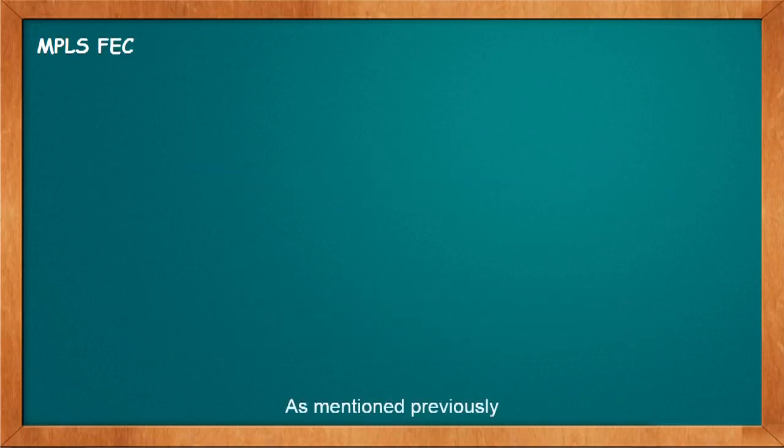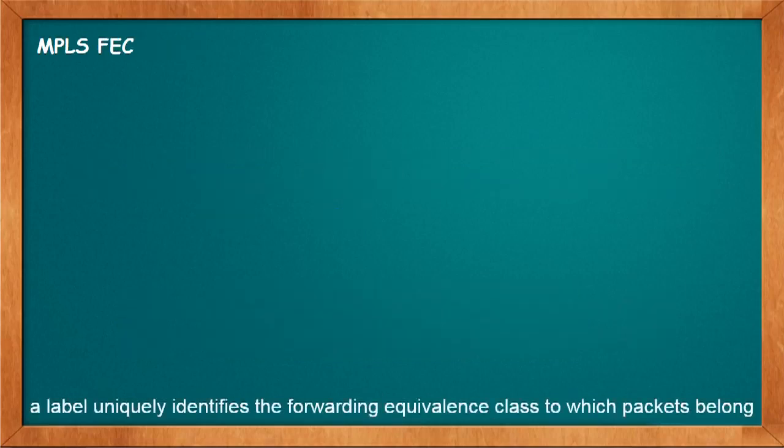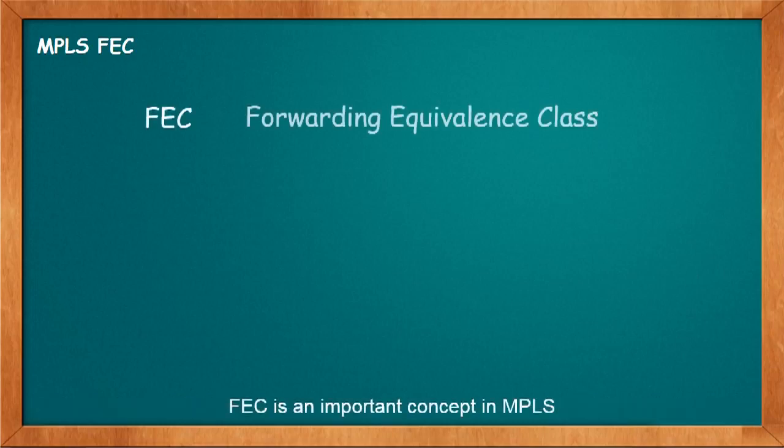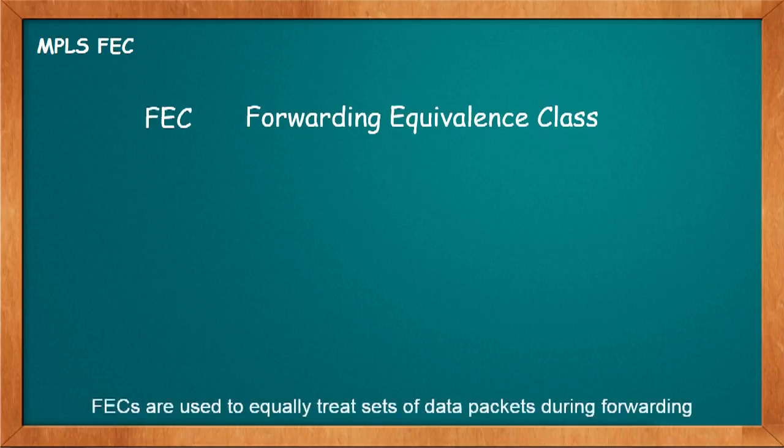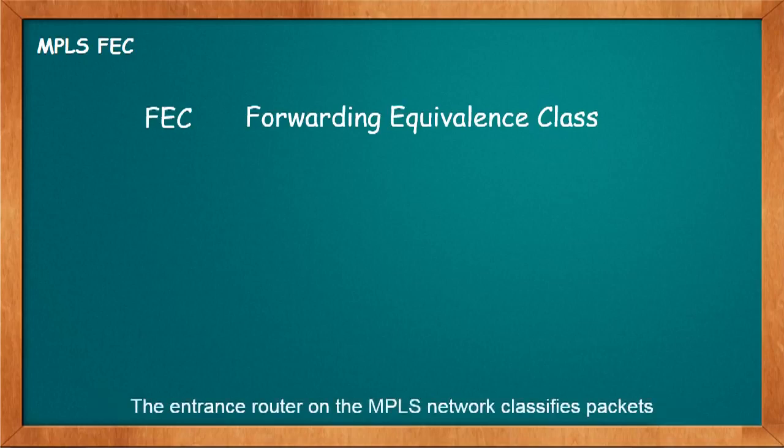As mentioned previously, a label uniquely identifies the forwarding equivalence class, or FEC, to which packets belong. FEC is an important concept in MPLS. FECs are used to equally treat sets of data packets during forwarding. The entrance router on the MPLS network classifies packets. It assigns packets with the same forwarding pattern to a FEC.